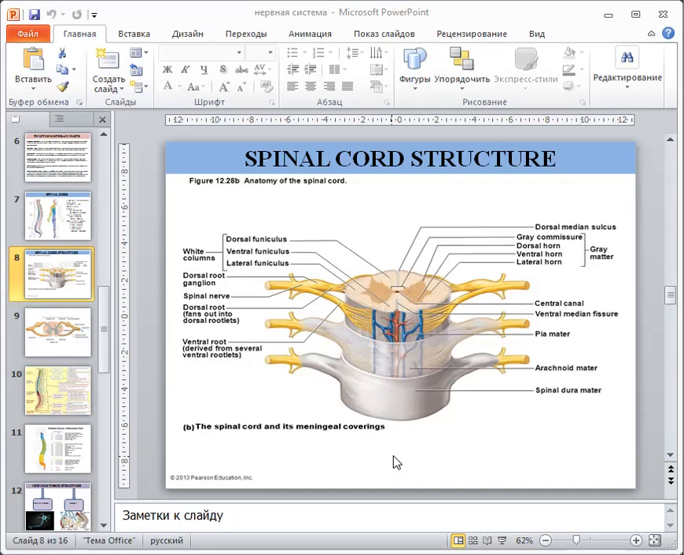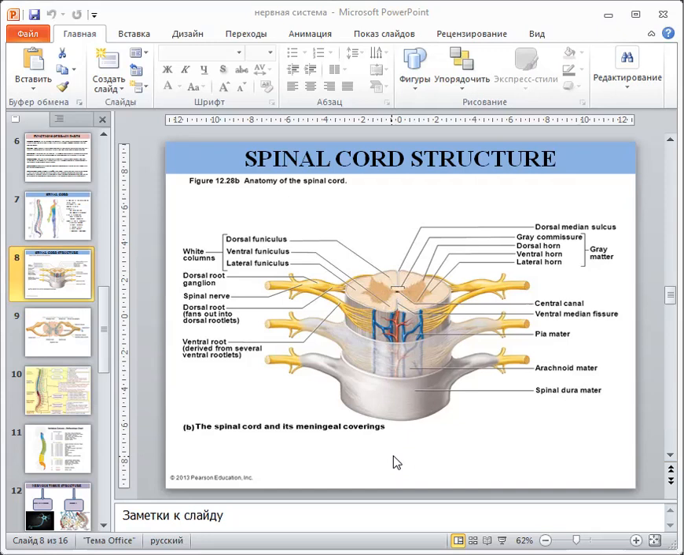The spinal cord is connected with the brain. The nerve fibers are grouped into sheaths, and the sheaths form ropes. There are three types of ropes. The first one is the rear ropes, the second one is the lateral ropes, and the third one is the front ropes.